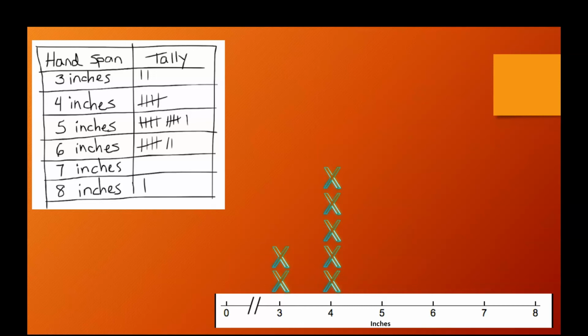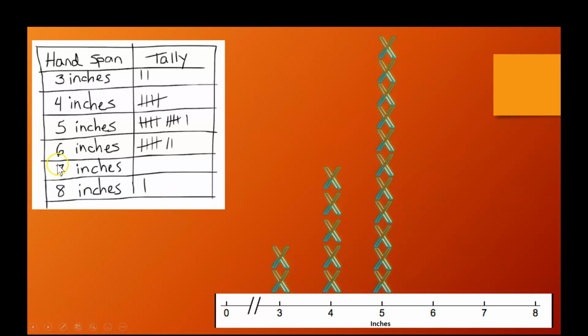Now let's look at the 5 inches. Again, we see a group of 5 here and a group of 5 here, so we can count by 5s. 5, 10, plus one more is 11. So let's put 11 x's above the 5. 1, 2, 3, 4, 5, 6, 7, 8, 9, 10, and 11.